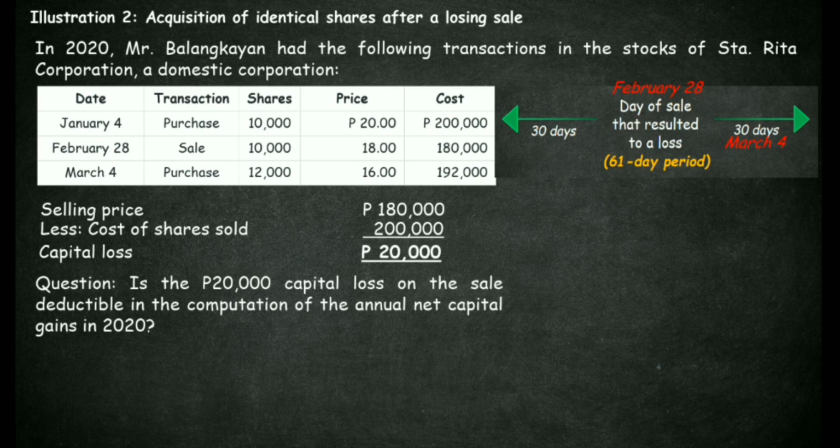Pasok ba siya sa timetable natin? Dito tayo sa 30 days after the day of the sale that resulted to a loss. So, count it. From February 28 to March 4. How many days? So, obviously, that pasok to sa 30 days after the day of the sale that resulted to a loss. So, that means merong wash sale na nangyari.